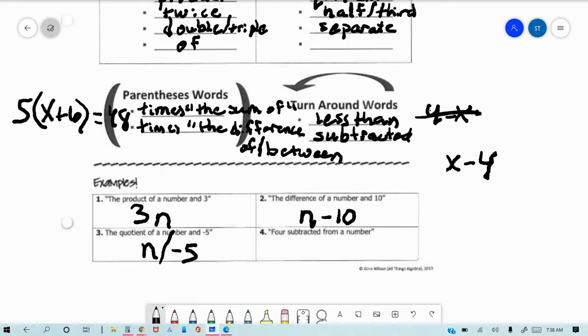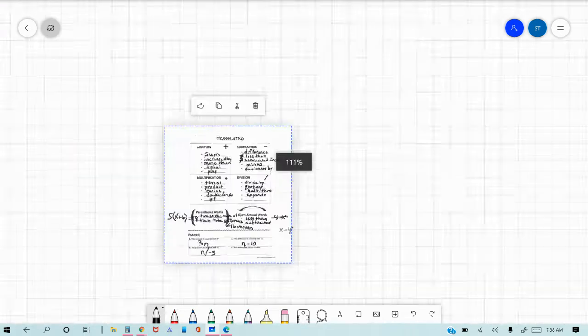All right. So when we have these "and" words, we're looking at whatever it is that we're doing. The product, so multiplication. So we're multiplying 3 and the number.